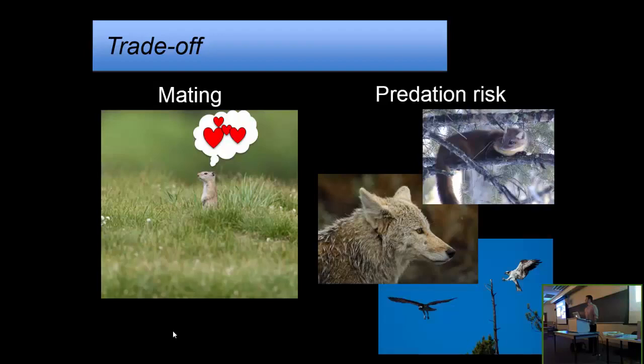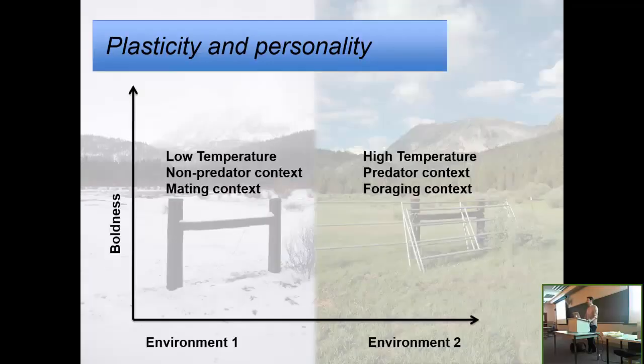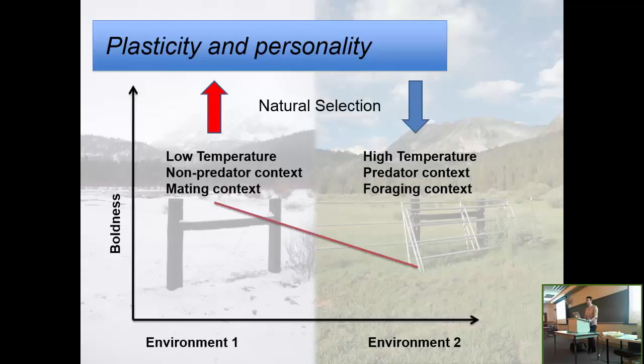Both mating and foraging occur outside the burrow, and the trade-offs may vary seasonally or in other ways. The optimal behavior is likely to be different depending on that environmental context. And so you might expect that an individual, represented by this line here, a reaction norm, might have a slope where it will change its behavior as a function of the environment.